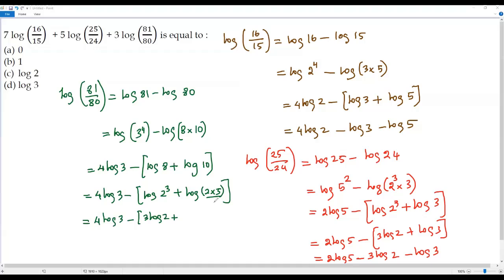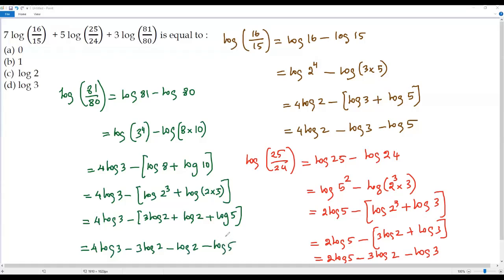Here in the argument, two numbers are in multiplication. So we can use the product rule. Then we can write log 2 positive log 5. Okay, in the next step, 4 times log 3. So we can distribute this negative sign to this one. I'll be getting negative 3 times log 2. Negative times positive will be negative log 2. Negative times positive will be negative log 5.